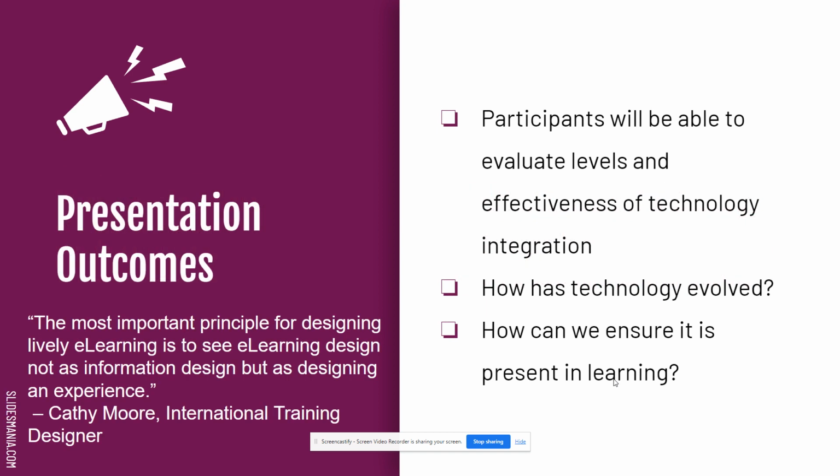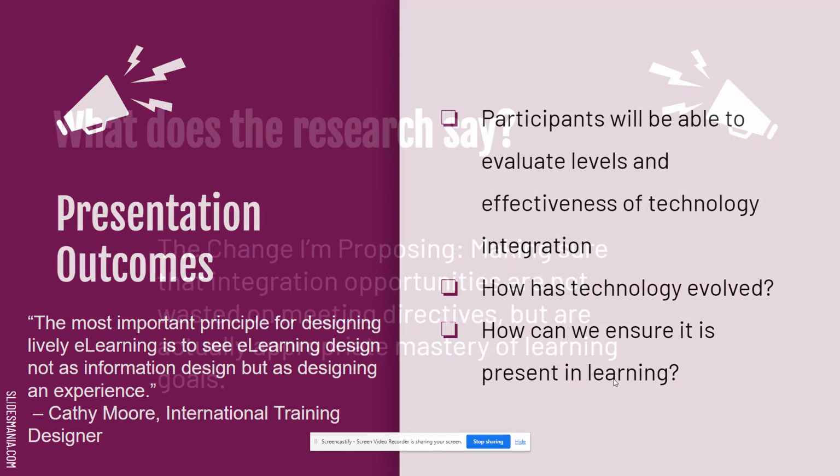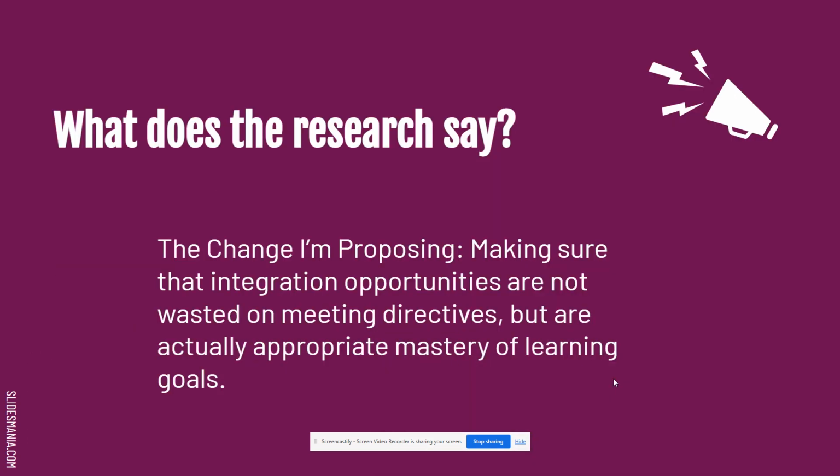So in this presentation, in my plan for change, participants will be able to evaluate levels and effectiveness of technology, how technology is involved, and how we can ensure it is present in learning. I'm not going to walk through the entire presentation, but we'll talk about what the research says, because we want to make sure that our practices are research based and that we're not just running the spectrum of ways that we think we can best use technology. But what does the research say?